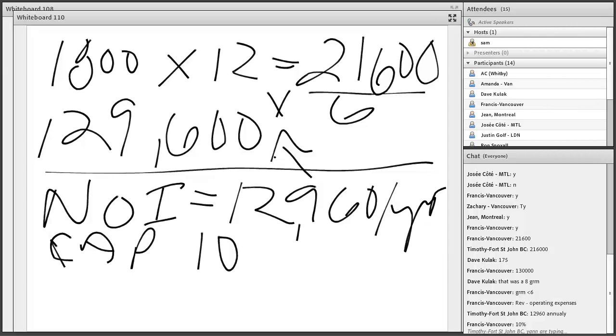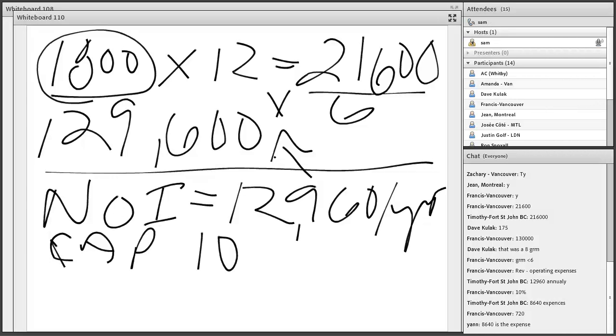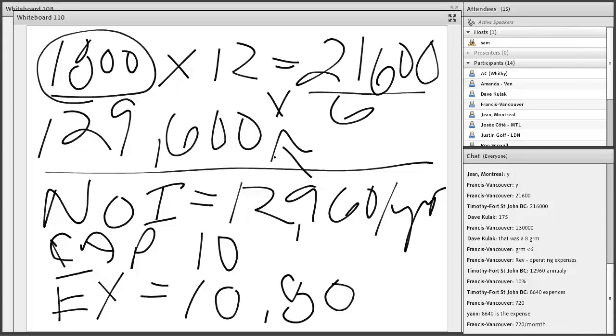Who can tell me? So of this, take that monthly. Go monthly. I want a monthly expense. So the expenses would be roughly $1,080. $1,080. You got $720. Where'd you get $720?